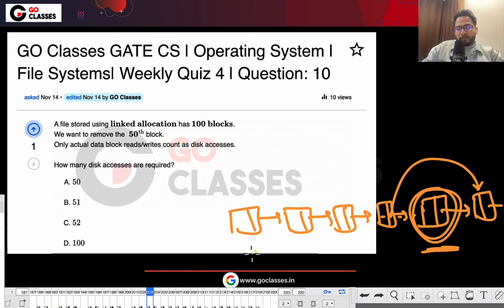So you have to traverse till this point. 50 traversals will be needed, from here to here, because only then can you get this. 50 traversals means 50 reads. Now you have to write this also, because there is one more write required: the pointer manipulation is needed. The reads are already counted in the 50 reads, and then you have to write this back, because this pointer has to be manipulated. So 50 plus 1, 51 should be the answer.